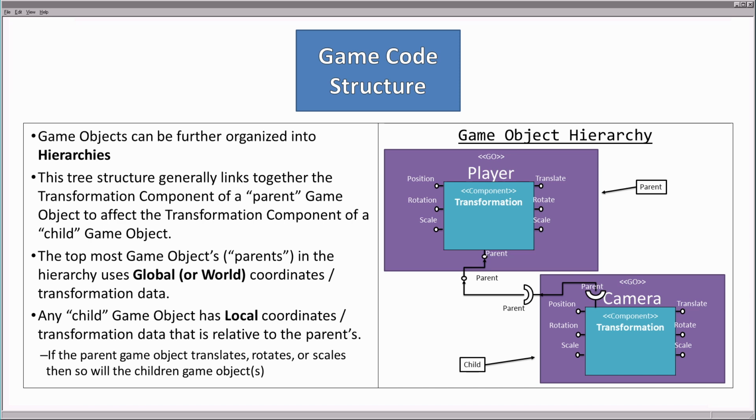With this in mind, game objects can be further organized into hierarchies. This is a tree structure which generally links together the transformation components of a parent game object to affect the transformation component of a child game object. This is like any other tree structure in computing where this contains no cycles, and it commonly is used to create a hierarchical system. The topmost game object, or the parent's hierarchy, is the global or the world coordinates. Any child game object has local coordinates, which transforms the data that is relative to the parents. If the parent game object translates, rotates, or scales, then so will all of its children.